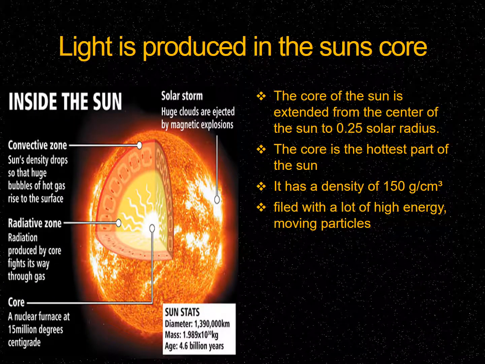Light is produced in the sun's core. The core of the sun extends from the center of the sun to 0.25 solar radii. The core is the hottest part of the sun and therefore the hottest part of the entire solar system. It has a density of 150 grams per centimeter cubed, which is about 150 times the density of liquid water, at the center of the sun, and a temperature of 15 million degrees Celsius.